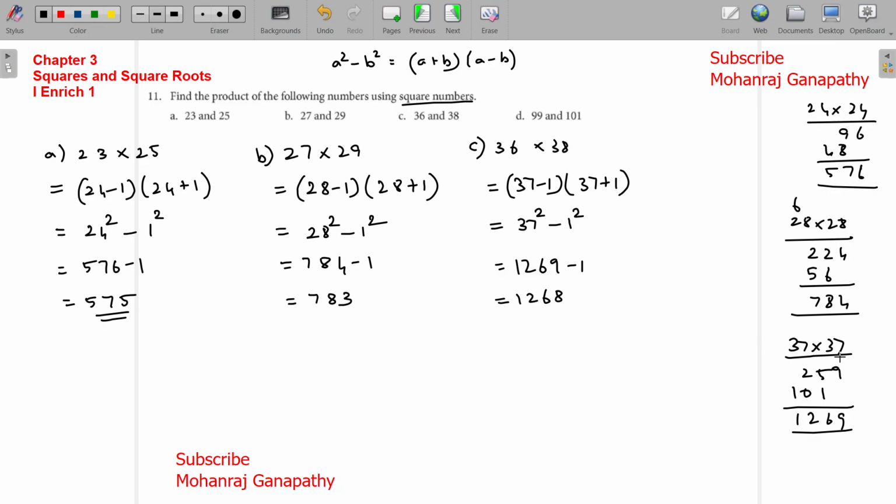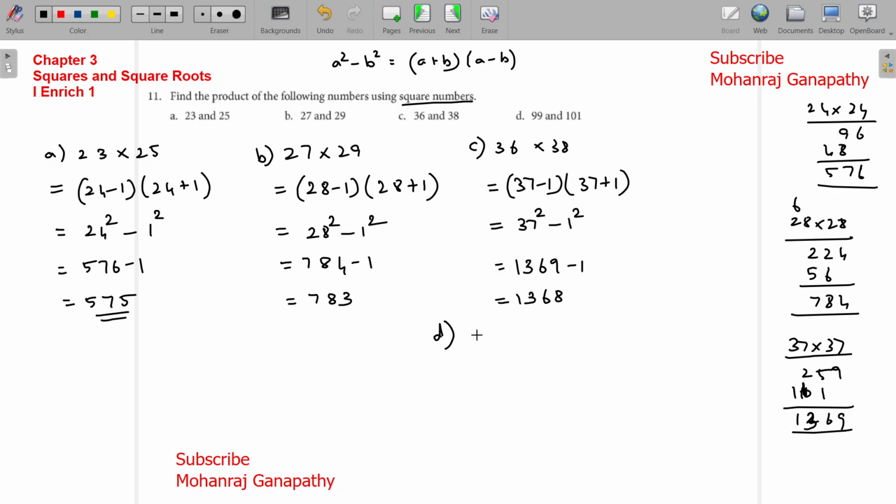Verify it again. 7 7s are 49. 7 3s are 21. 21 plus 4 is 25. 3 7s are 21. 3 6s are 18. 18 plus 2 is 20. And so 1369. So small change here. 1369 minus 1 is 1368.